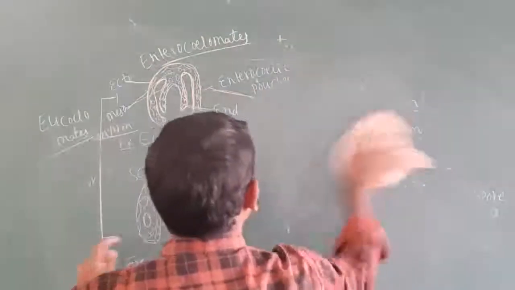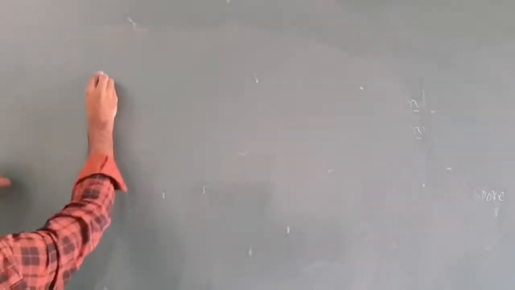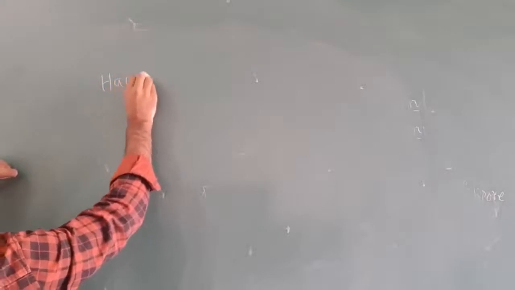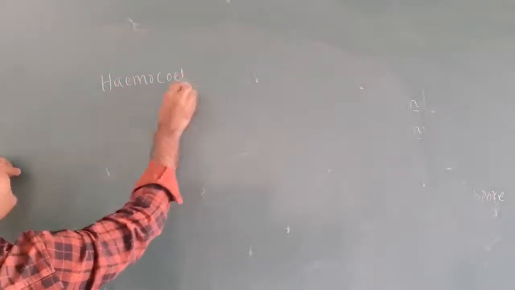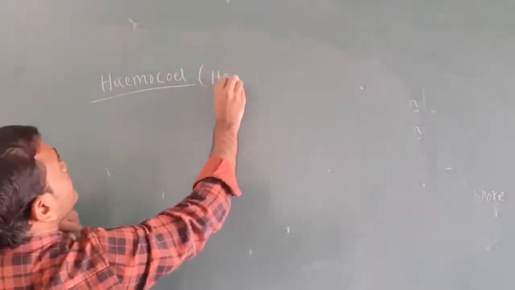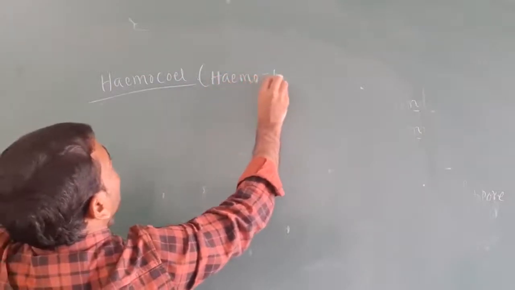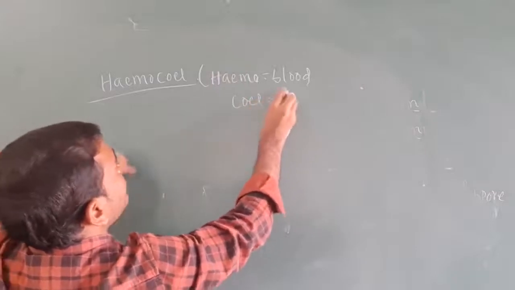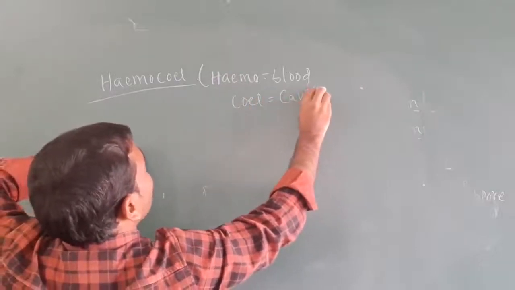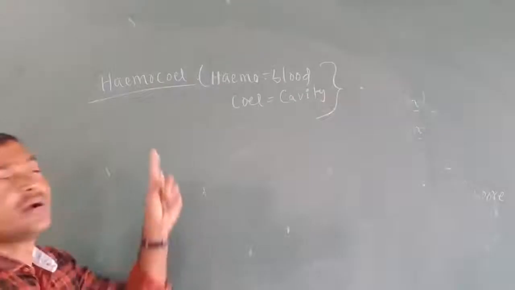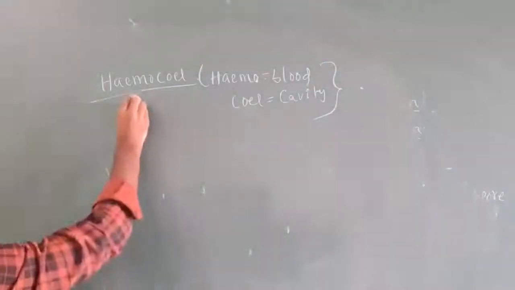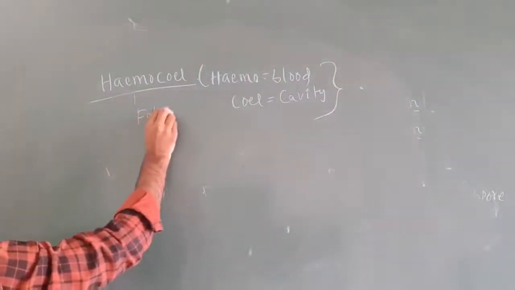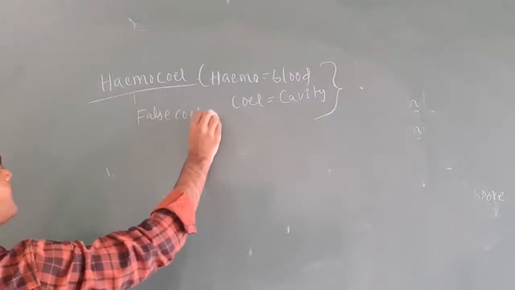The last one is hemocoel. Hemo means the blood, coel means the cavity. It means the cavity is filled with blood. It is a false coelom. Why, we will explain that.